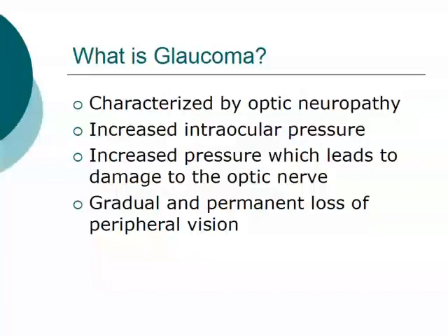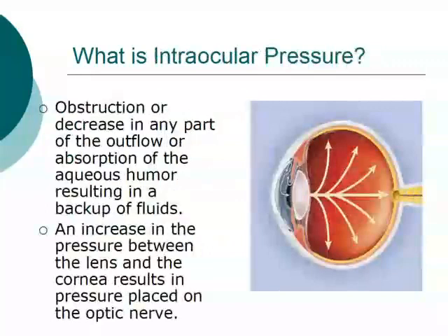What happens in patients with glaucoma is that there's an increase in the intraocular pressure within the eye. That leads to damage on the optic nerve, which can lead to permanent loss of vision that is gradual and progressive and can eventually lead to blindness if untreated. Intraocular pressure is an obstruction or decrease in any part of the outflow of the aqueous humor resulting from a backup of fluids within the eye. And then, like we said, this puts pressure on the optic nerve, which can result in damage to the optic nerve and then a decrease in the visual acuity and those types of things.